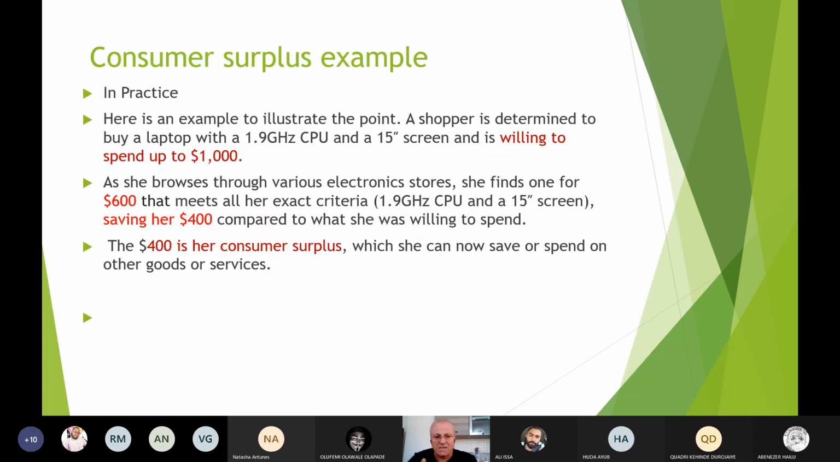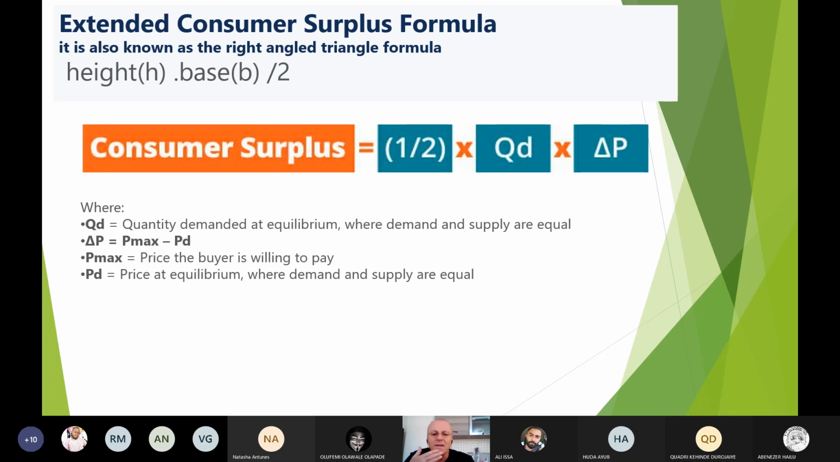Therefore, if you put such estimations on the graphic, you will easily find this with the triangle formula, where height multiplied by base divided by 2 gives you this surplus. As given here, the consumer surplus is equal to 1/2, because we have a triangle here, multiplied by QD, the quantity sold, and delta P, where the price changes between the highest price and the equilibrium price, giving you the delta price, or the difference of the price. And this then gives you the surplus for the economy, for the consumers.